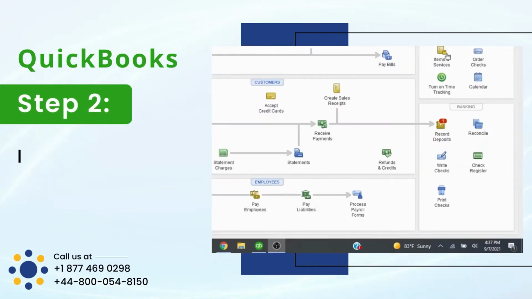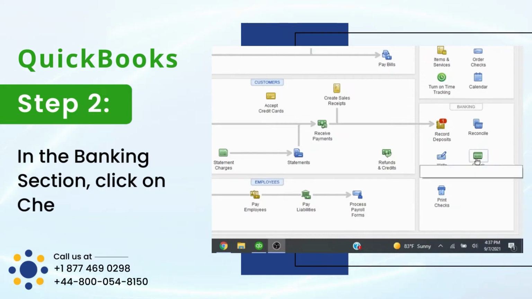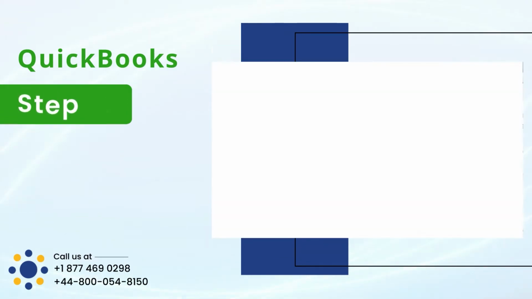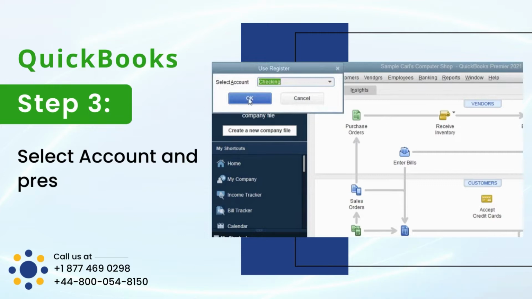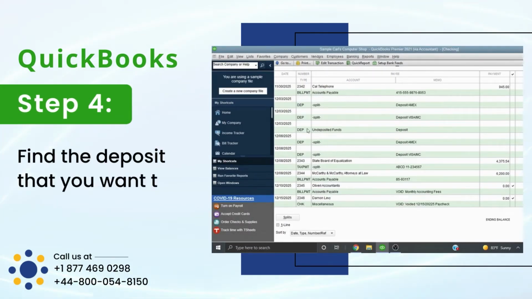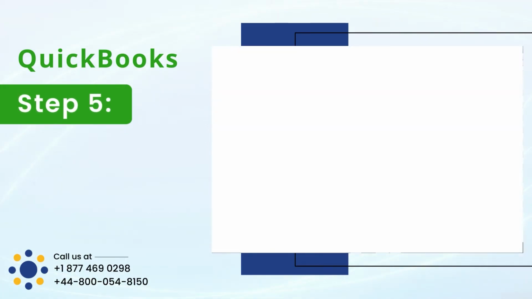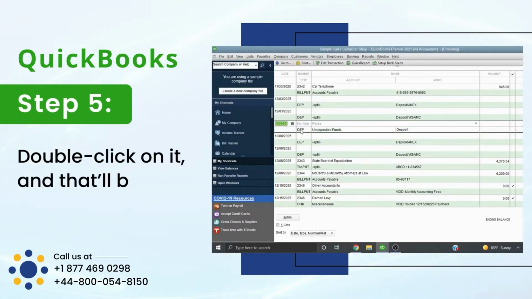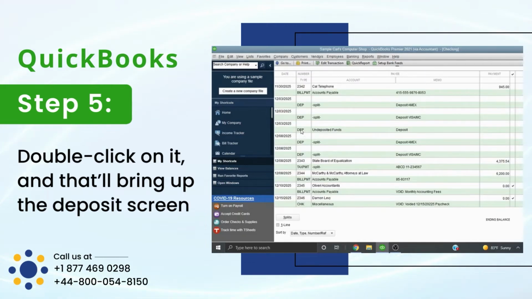Step 2, in the banking section click on Check Register. Step 3, select Account and press OK. Step 4, find the deposit that you want to delete from the list. Step 5, double-click on it, and that'll bring up the deposit screen.